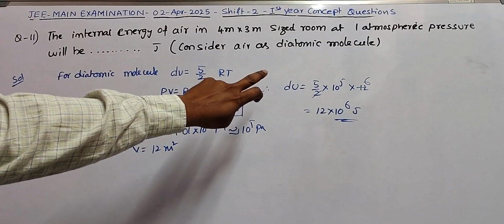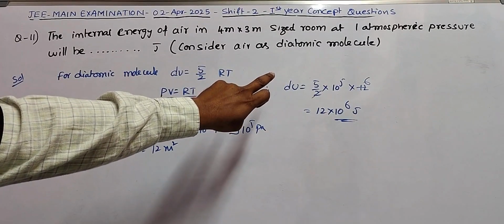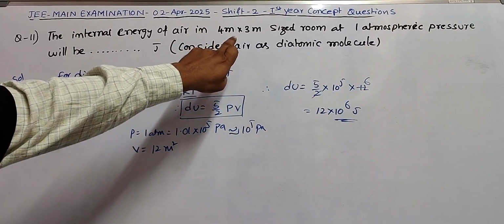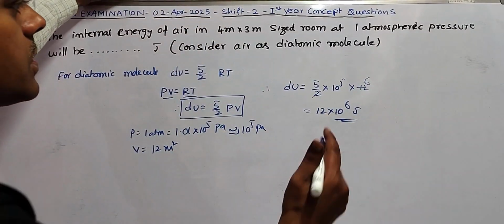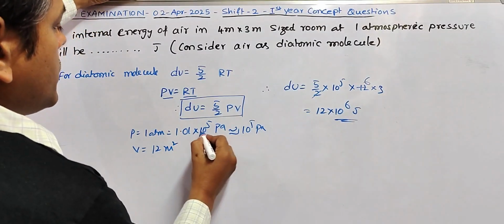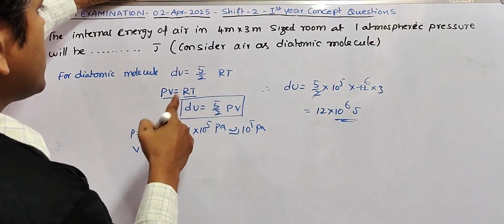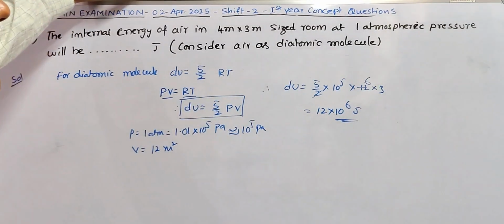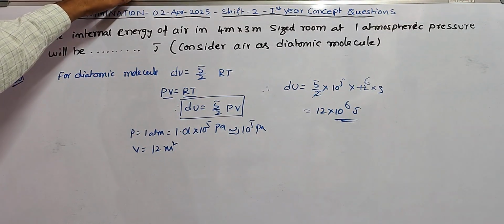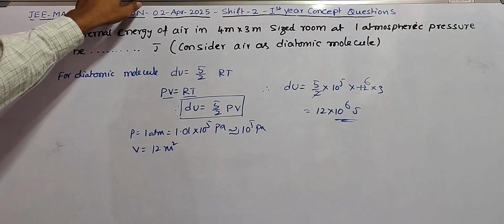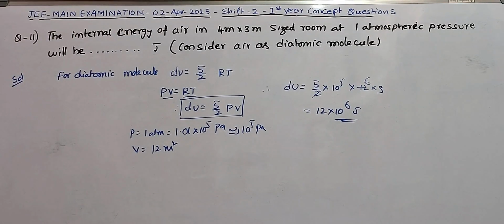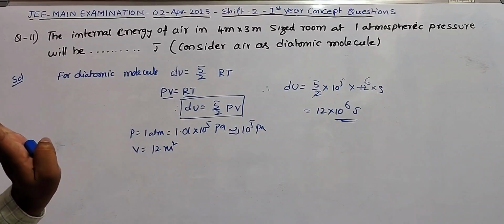5 by 2 RT, energy of diatomic. Sorry, n is equal to 3 also is there, into 3, volume into 3. Then you get the answer: 12 into 10 power 6. So 12 into 10 power 6 is the answer for this question.